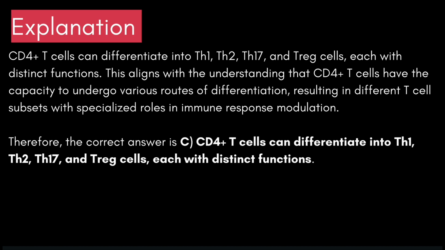CD4 plus T cells can differentiate into Th1, Th2, Th17, and T regulatory cells, each with distinct functions. This aligns with the understanding that CD4 plus T cells have the capacity to undergo various routes of differentiation, resulting in different T cell subsets with specialized roles in immune response modulation. Therefore, the correct answer is C. CD4 plus T cells can differentiate into Th1, Th2, Th17, and T regulatory cells, each with distinct functions. Let's go ahead and see why the other answer choices are incorrect.